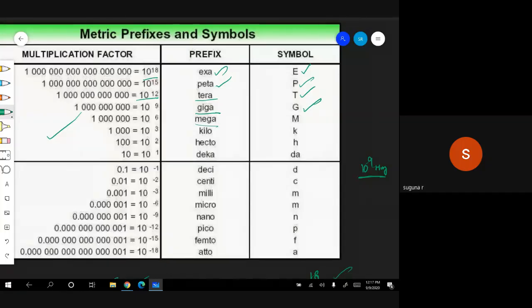Mega. The mega is 10 power 6. Megafarad. We used mega, even megameter. Why not? What is megameter? 10 power 6 meter. Are you following? Like that, kilometer. Kilo, next one, 10 power 3. Hecto, small h, 10 power 2. And deca, it is 10 power 1. These are all very big prefixes.